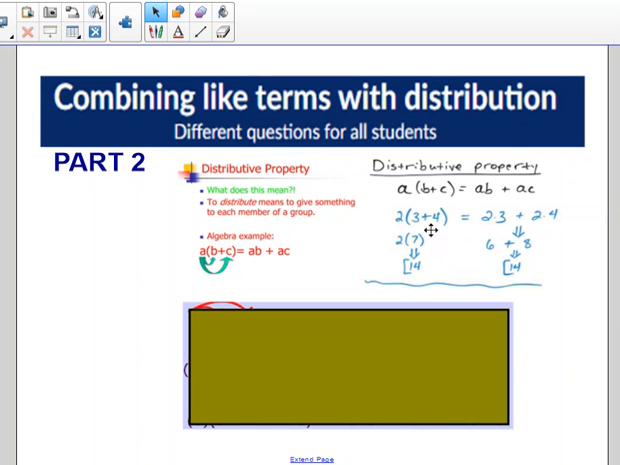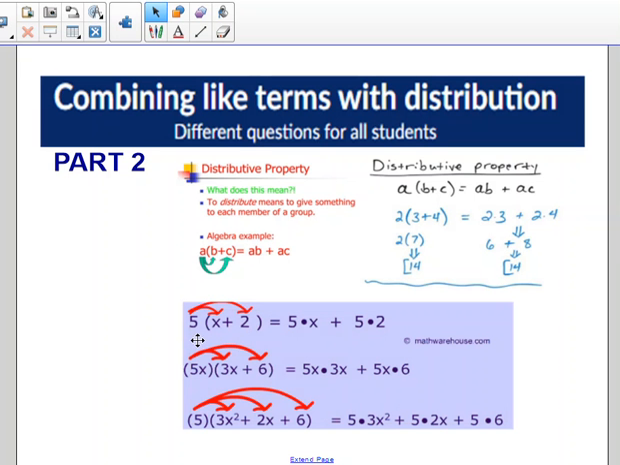But sometimes, though, you don't have just numerical values here. You might have a variable. So you might have something like this, where you don't know x's value, but you still have to distribute. Well, you still do 5 times x plus 5 times 2. That's where this came from. And we would just say this is 5x and this is 10. So essentially, this distributes to 5x plus 10.